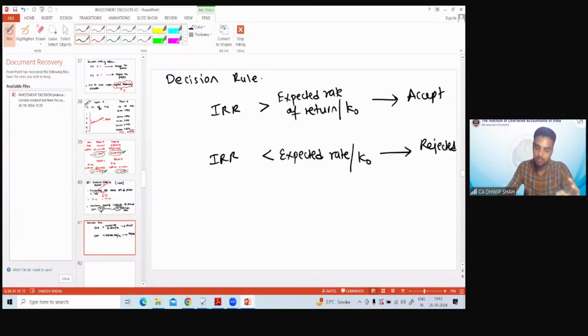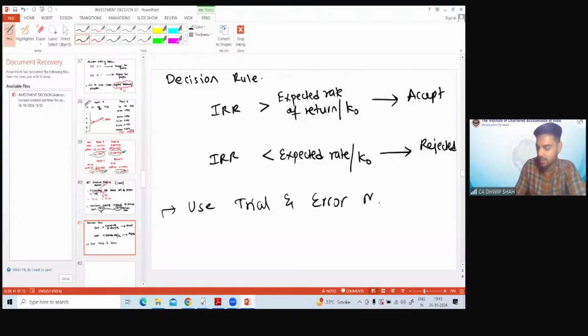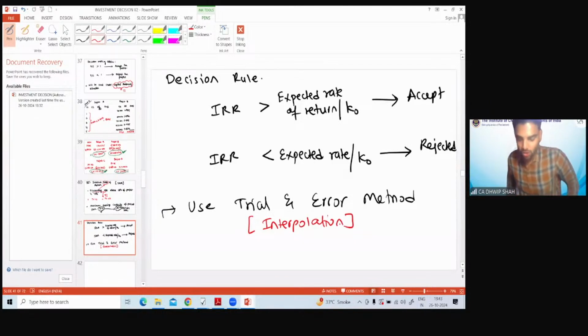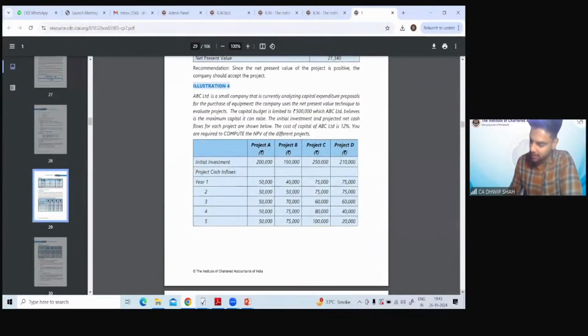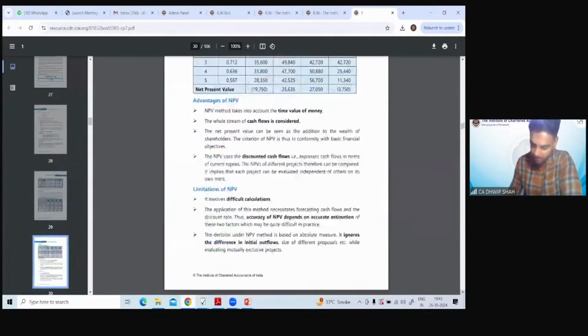Okay. Now how to calculate IRR, we will see through an example. मैंने बोला to calculate IRR we need to use trial and error method. Which method? Trial and error method. And this trial and error method uses the concept of interpolation only. We'll use the concept of interpolation that we saw yesterday while solving payback period. But let's take one example, let's take one illustration for better clarity.